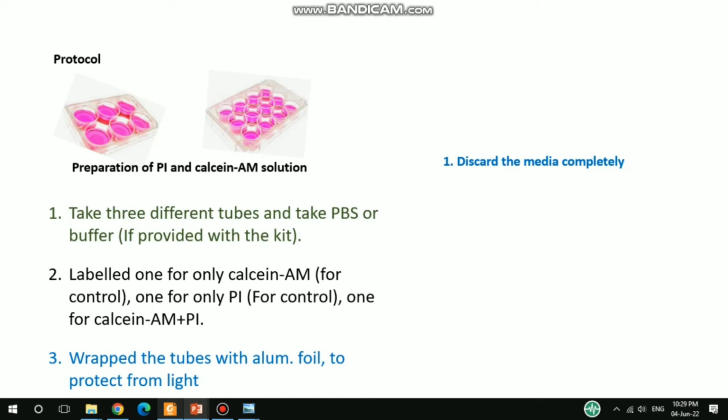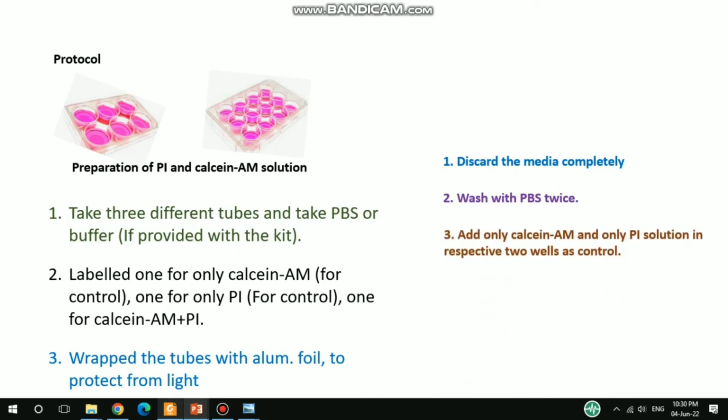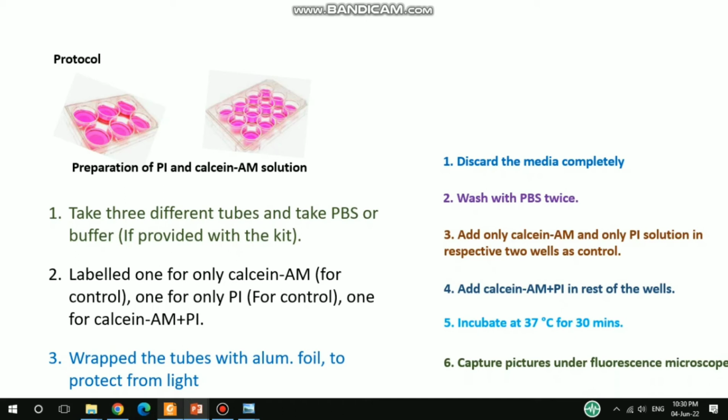After that you have to discard the media completely from your wells, and then wash with PBS twice and remove the PBS completely. Then add only calcein-AM and only PI solution in their respective wells. So in one well only calcein-AM and in another well only PI solution, those two are controls for live and dead cells. For the rest of the wells, the test group, you use calcein-AM plus PI for detecting dead and live cells together. Then incubate at 37 degrees centigrade for 30 minutes, and after 30 minutes you have to capture pictures under a fluorescence microscope. You cannot delay, and you cannot leave the dish overnight.